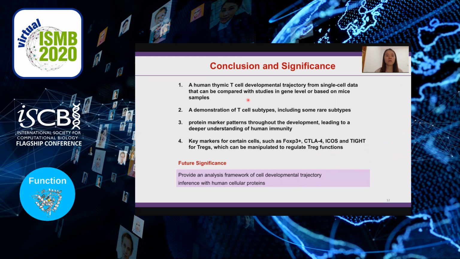In conclusion, our work showed a human thymic T cell developmental trajectory from single cell data, and we showed a demonstration of T cell subtypes and observed protein marker patterns and found the key markers for certain cells such as Treg. And our work provides an analysis framework of cell developmental trajectory inference with human cellular proteins. That's it.